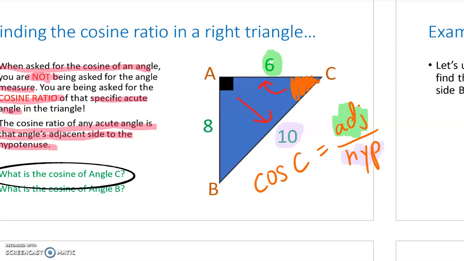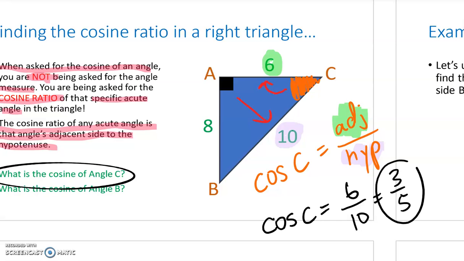So we can say that the cosine of angle C is 6 divided by 10, which reduces to 3/5. Notice how it's not an angle measure. It's simply the ratio of that angle's adjacent side, 6, divided by the hypotenuse, 10. 6 over 10 is 3/5.